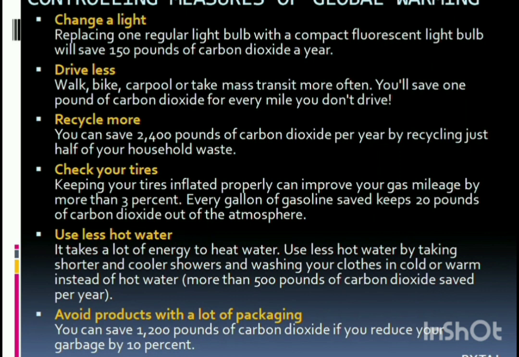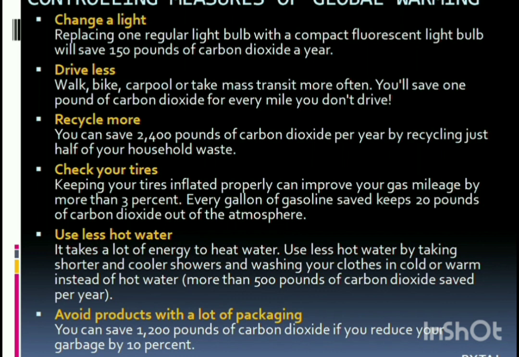Controlling measures of global warming. So many controlling measures are there; some of them I have listed below. Change a light, that means replacing one regular light bulb with a compact fluorescent light bulb will save 150 pounds of carbon dioxide a year. When you decrease the consumption or release of carbon dioxide, it will control global warming, that is, by reducing the earth's temperature because of reduced carbon dioxide.